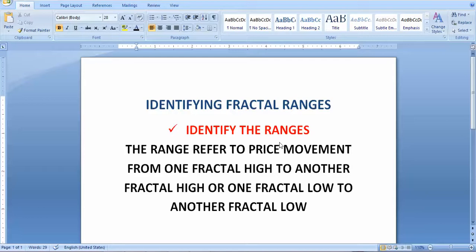In this video we want to identify fractal ranges. Now, what do we mean by the ranges or the fractal range? The fractal range refers to price movement from one fractal high to another fractal high, or from one fractal low to another fractal low.